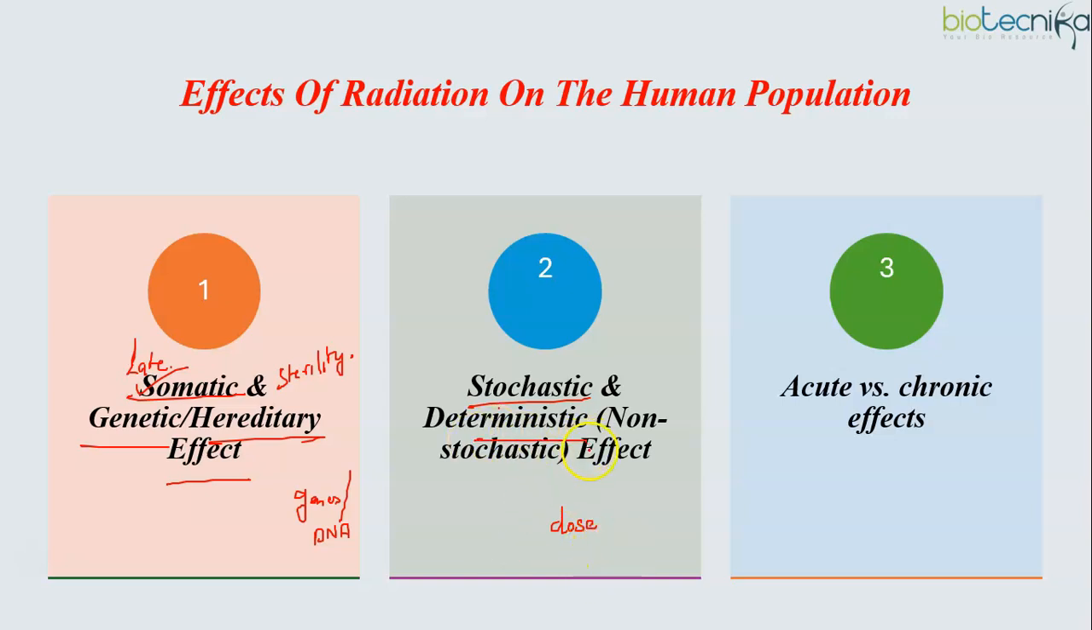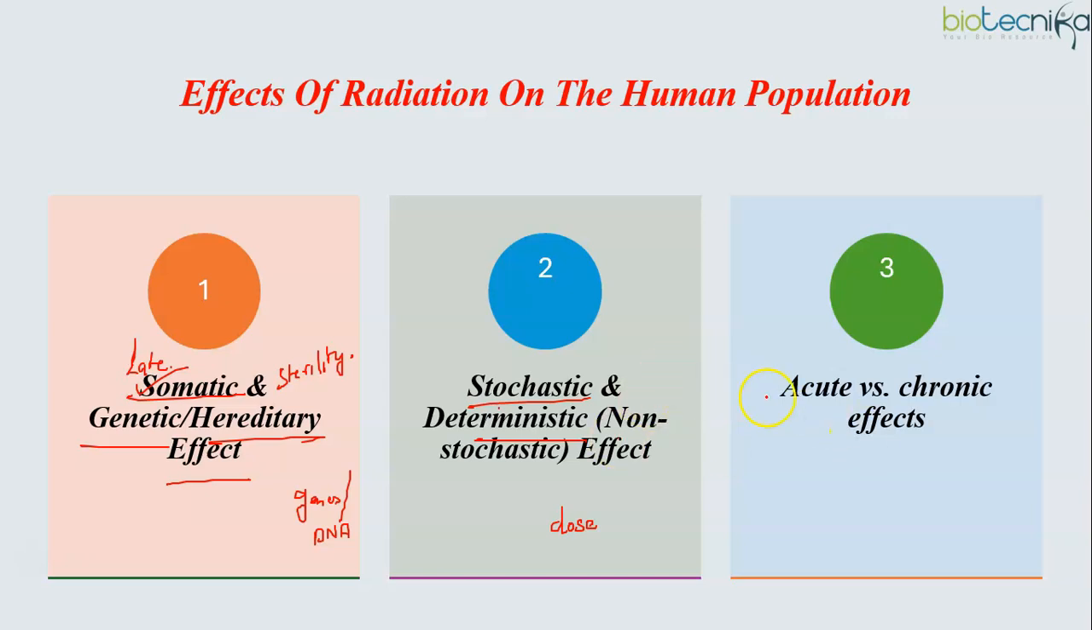But a deterministic effect is one which increases in severity with increasing dose, usually above a threshold dose in affected individuals, like decrease in sperm count, lens opacification, organ atrophy, fibrosis.